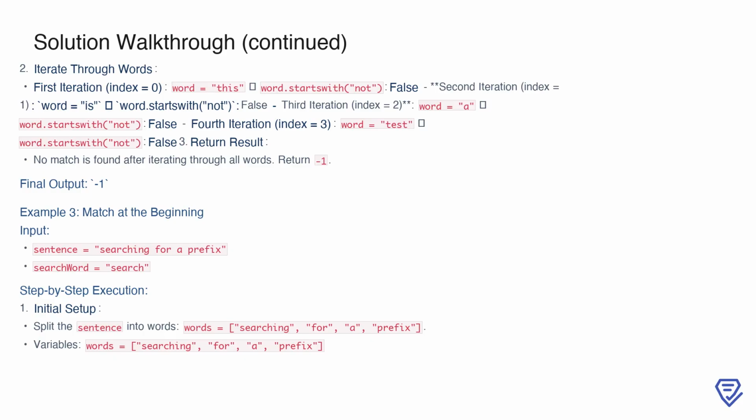After iterating through all the words, no match has been found. When this happens, the convention is to return -1 to indicate that the search word does not occur as a prefix in any of the words. Hence, the final output for this example is -1.